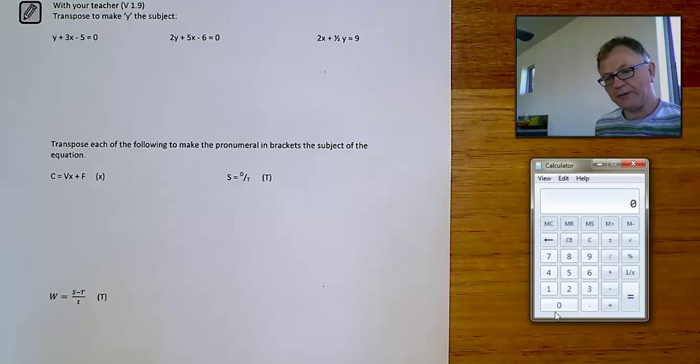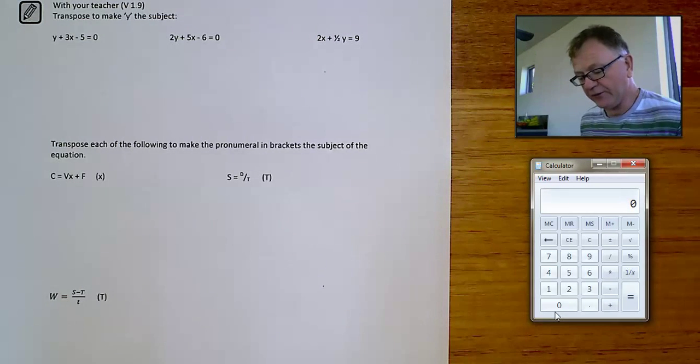Transposition is a top level skill for the best students in this course. Now, if you don't get hold of this particular skill, it's not going to affect your ability to succeed in the rest of this course. But if you can do it, that's fantastic, and it will hold you in good stead if you go on to do General Maths 3 in the next year.